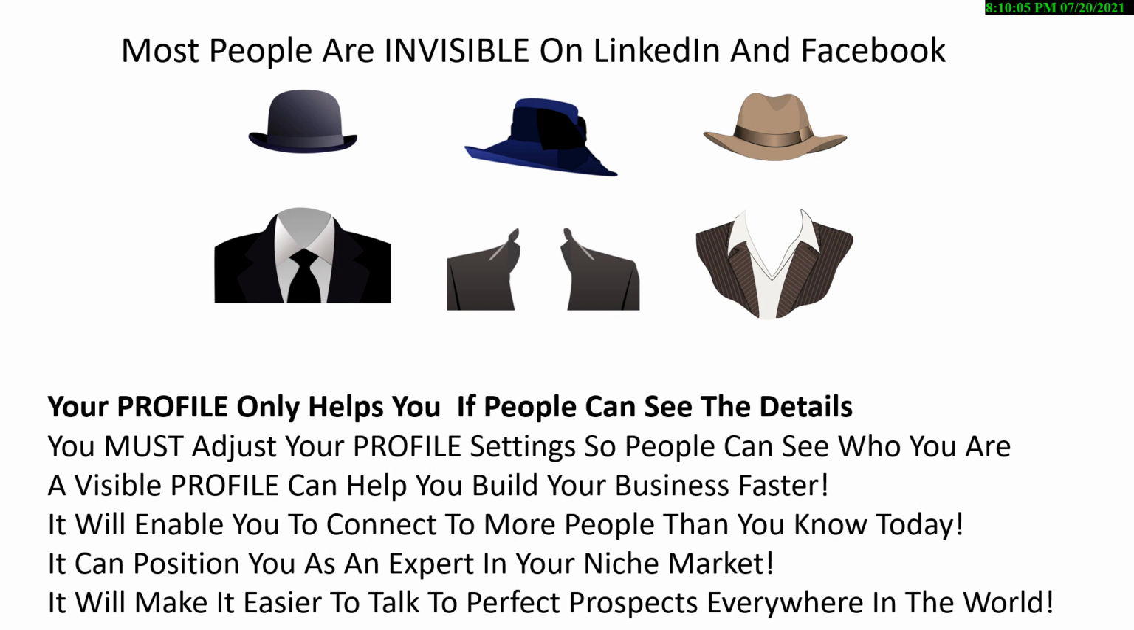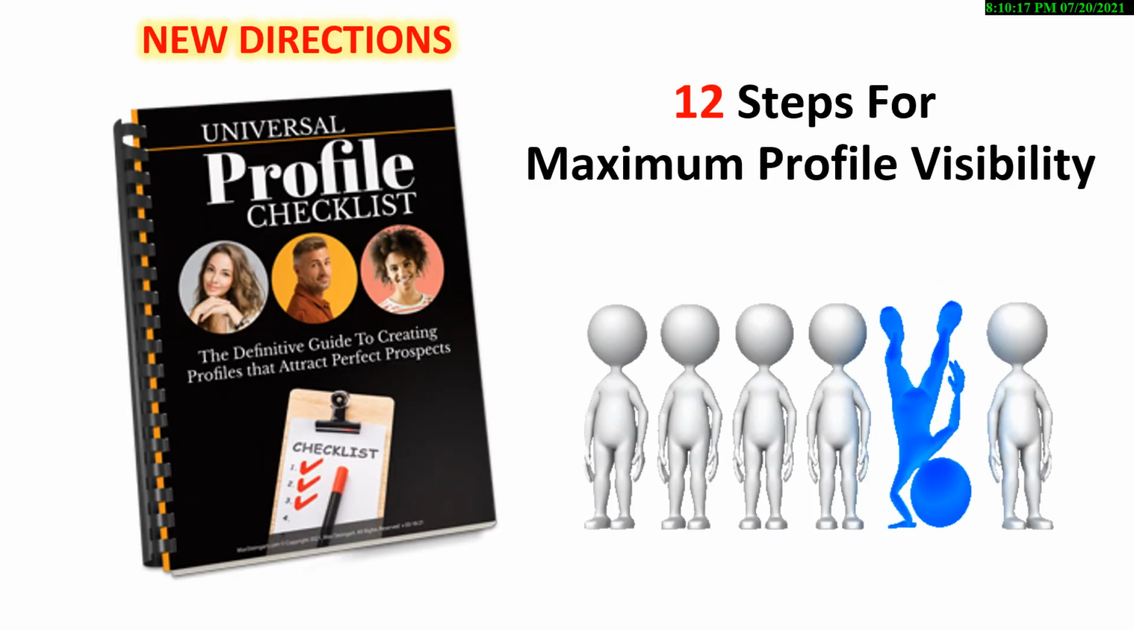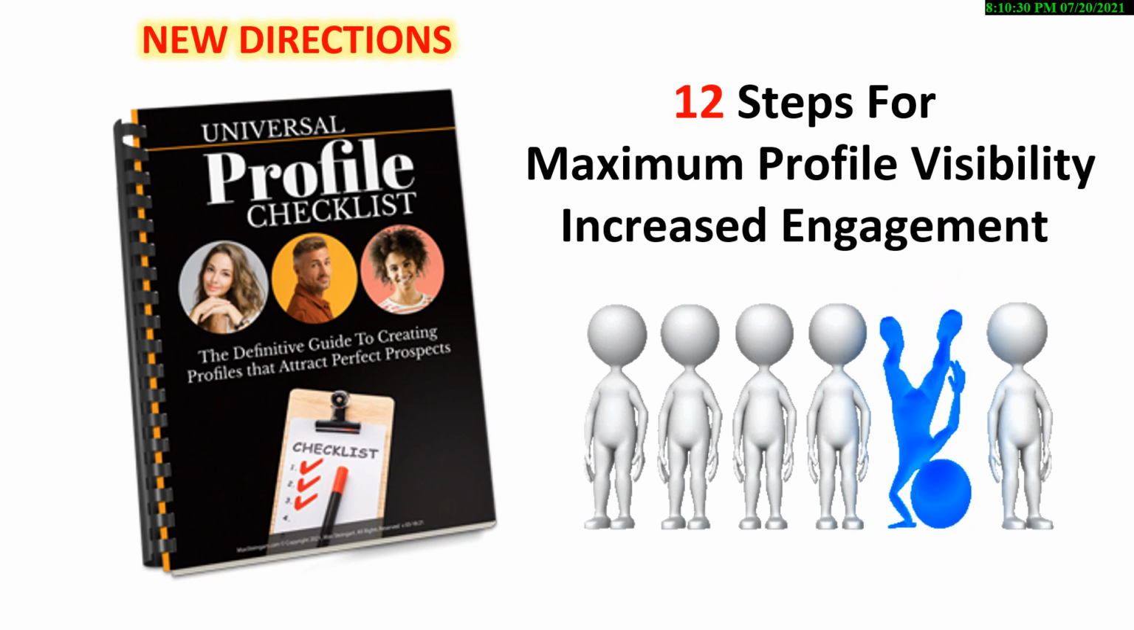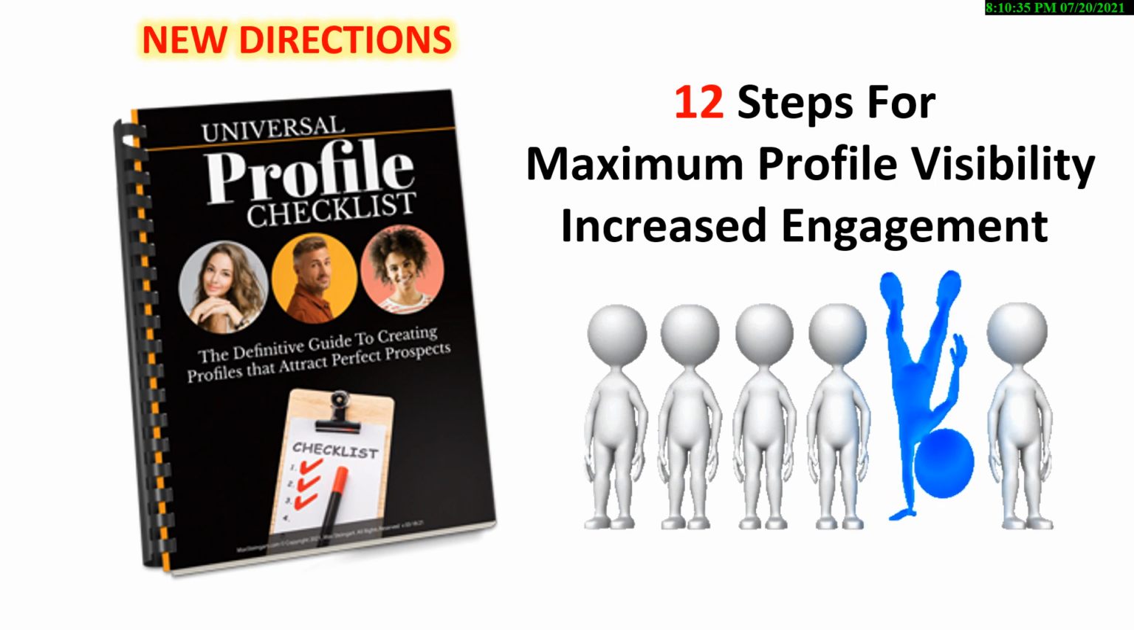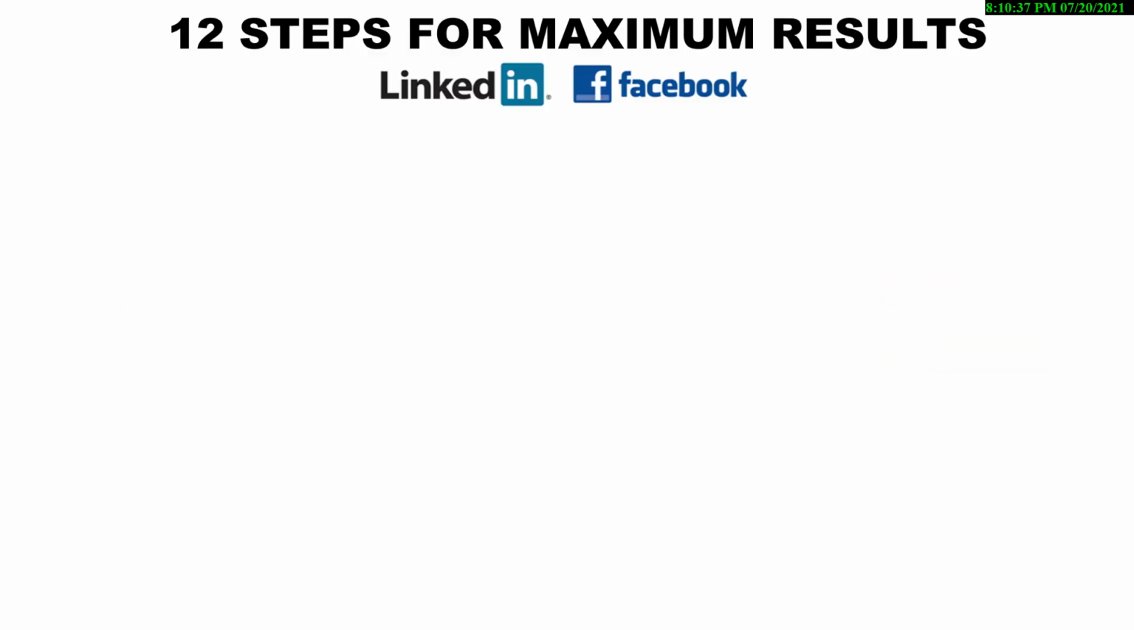If you know who you're looking for, what kind of prospect is going to buy whatever it is you're selling, then people have to see you. So with the Universal Profile Guide, the last one had 10 steps. This one's got 12. 12 steps for maximum profile visibility and increased engagement, because at the end of the day, it's always going to be about who you talk to.